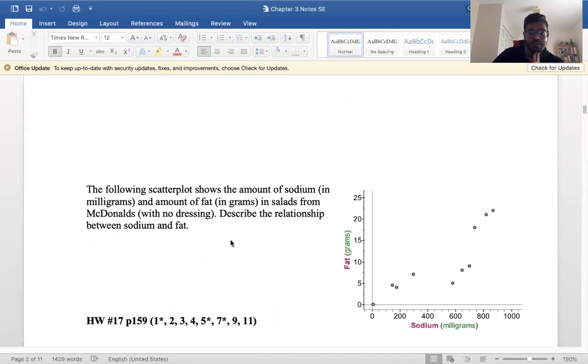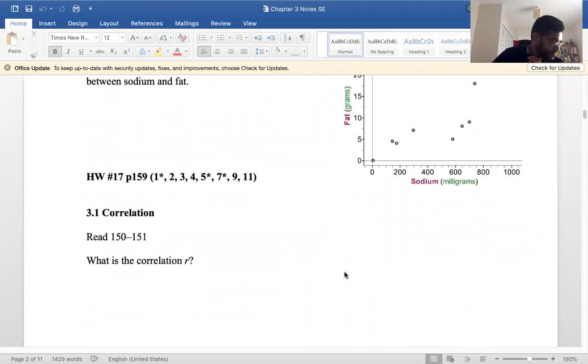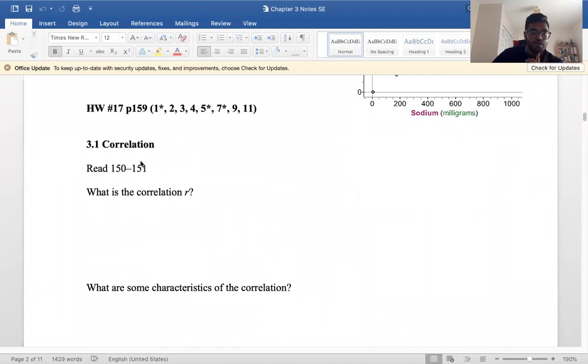I'm going to skip this and I'll let you guys try it on your own and then we can look at it together in class. Okay. So what is correlation? Correlation, we denote that with an R, measures the direction and strength of the linear relationship, okay? Correlation is only a measure of linear relationships between 2 quantitative variables.